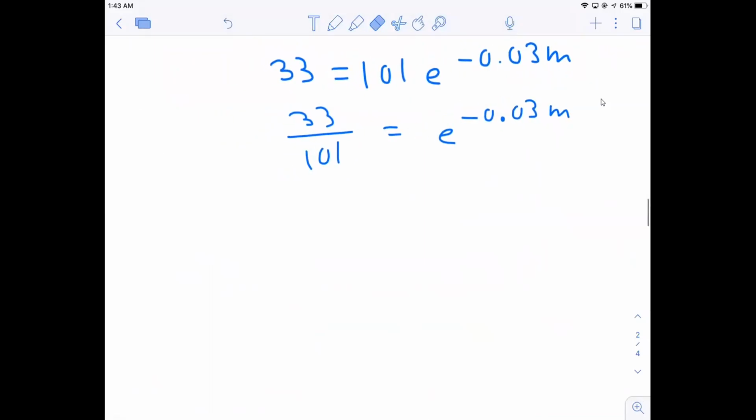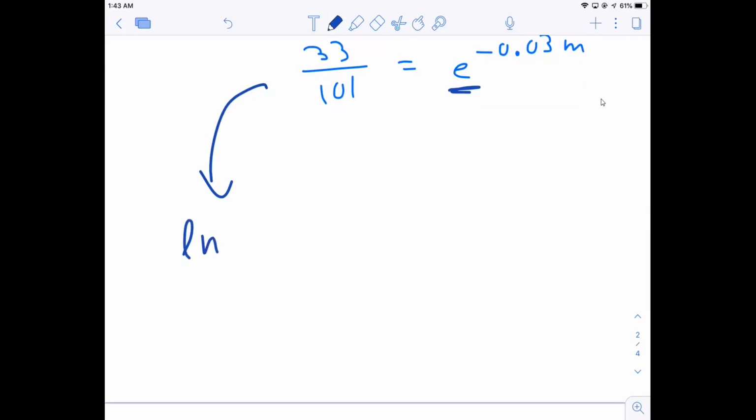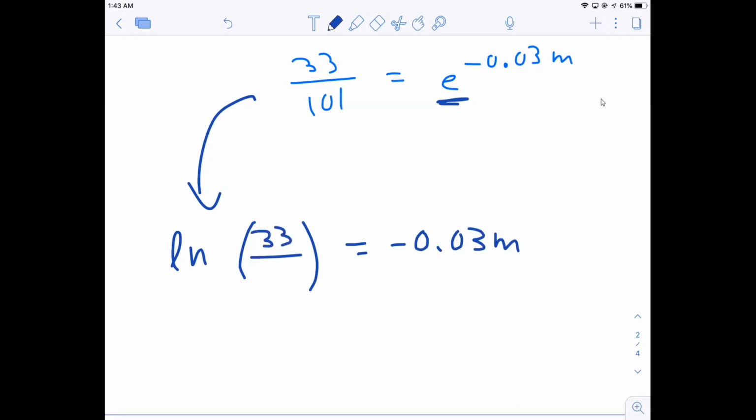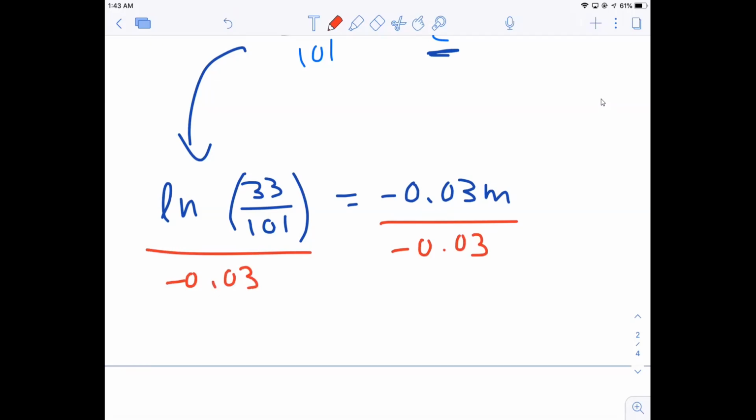All right, so changing to logarithmic form, our base is e. So it's log base e, which is the natural log, right, of, well, I know it's equal to my exponent, because it's a what power function. So it's equal to negative 0.03 m. And it's going to be the natural log of 33 over 101. So from here, I can divide both sides by negative 0.03, and type that into your calculator, and you should get the value of m.